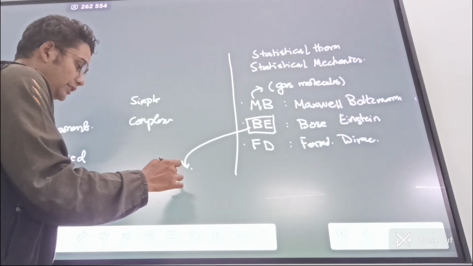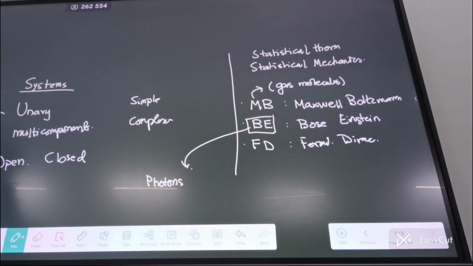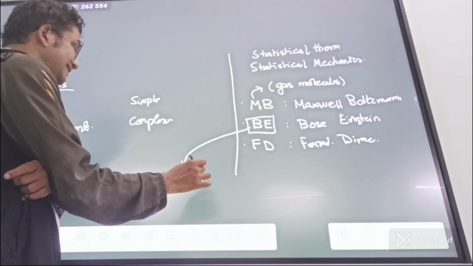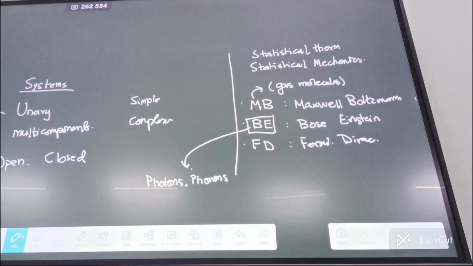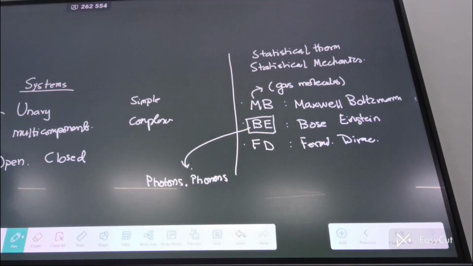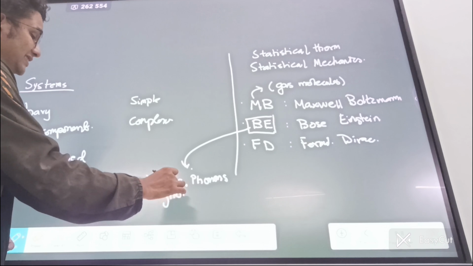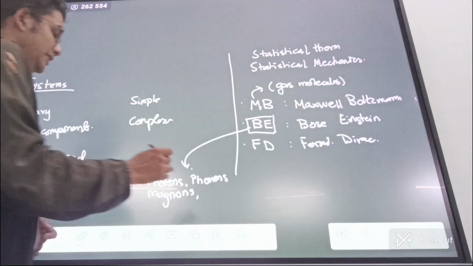Do you know what a photon is? Have you heard about photons? Like you have for light, for sound or vibration, you have phonons. Quantized lattice vibrations are called phonons. After that there are magnons also. After that there is one more substance, which is very interesting.